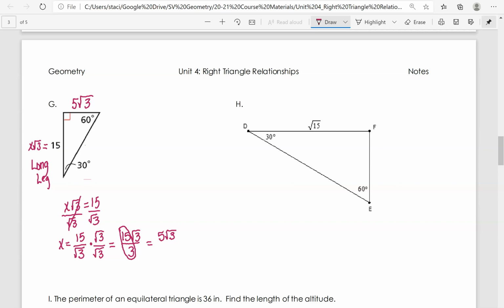Now, the question is, knowing that the short side is 5 root 3, how do I get the hypotenuse? Well, remember the hypotenuse is double the short side. So I'm not going to double the radical, I'm going to just double the coefficient. And so when I double 5, or take 5 times 2, this tells me my hypotenuse is going to be 10 root 3.